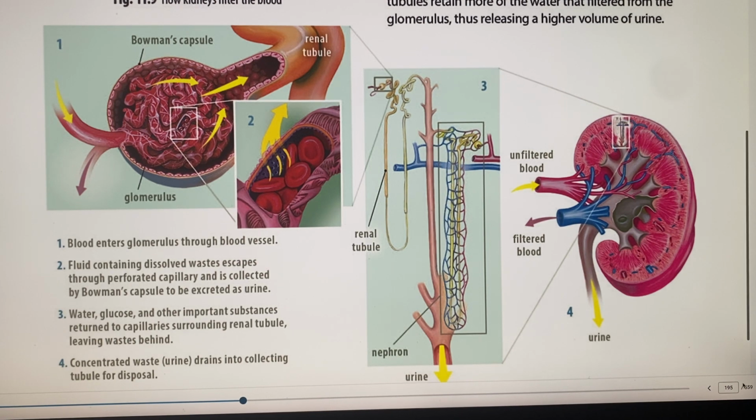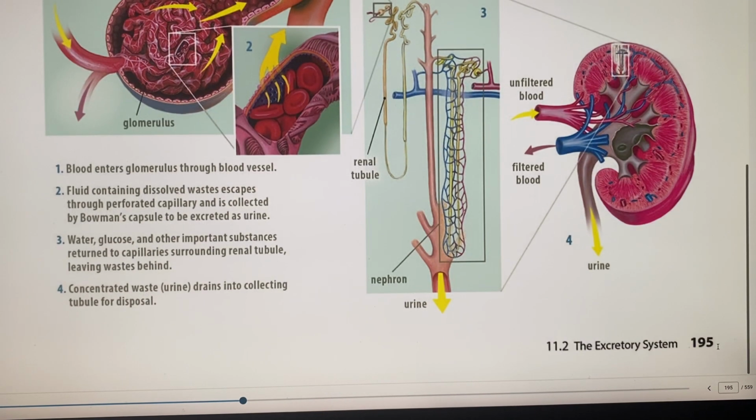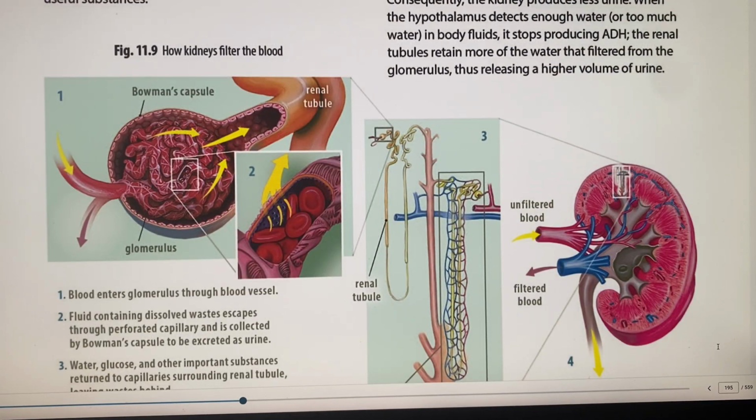So let's go on to the last part here. This is kind of a quick section, but it's a very, very intense section. You can do a lot of study in this. Some people just study the kidneys. So let's go on to the next section.